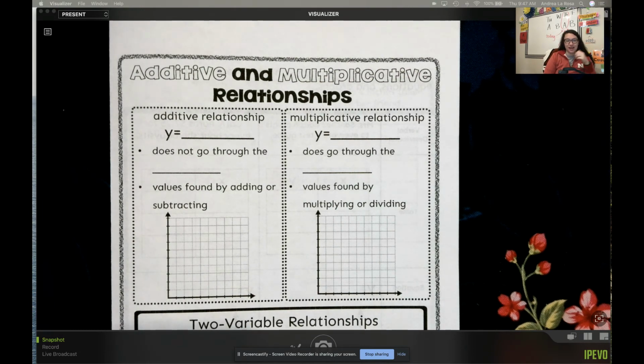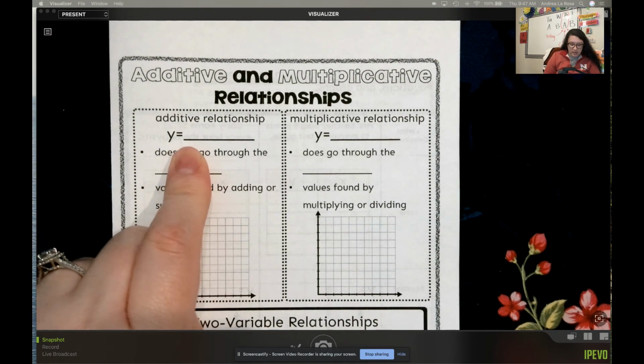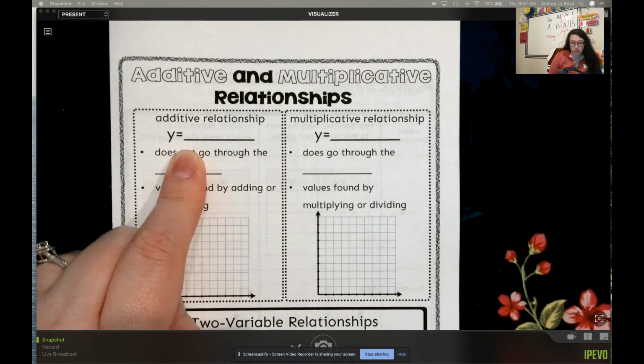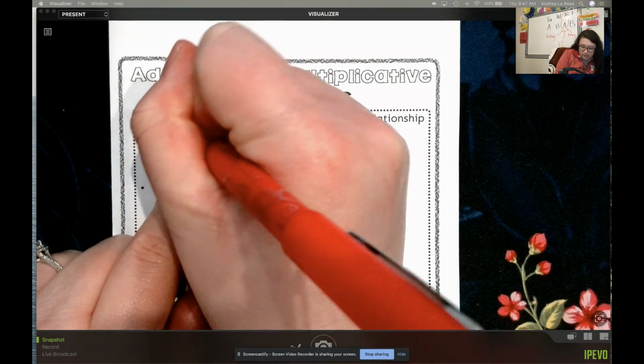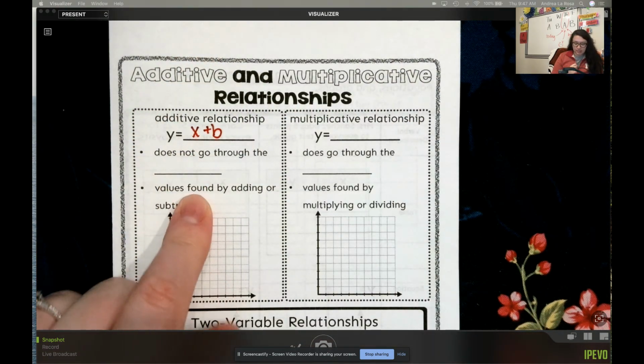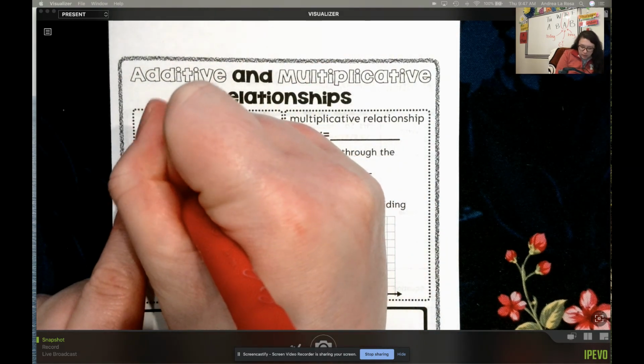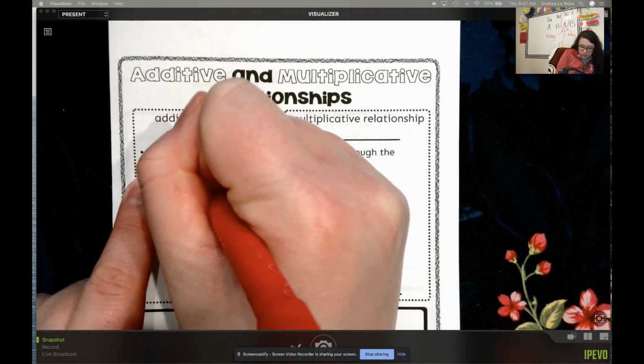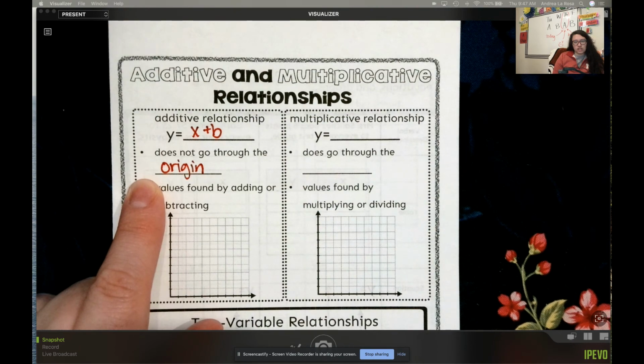Okay, so like we just talked about with those additive and multiplicative relationships from the Venn diagram, just to recap it one more time, make sure that we really get this set in our heads, for an additive relationship, our equation is going to be in the form y equals x plus some number b. It does not go through the origin. Make sure you're spelling origin correctly.